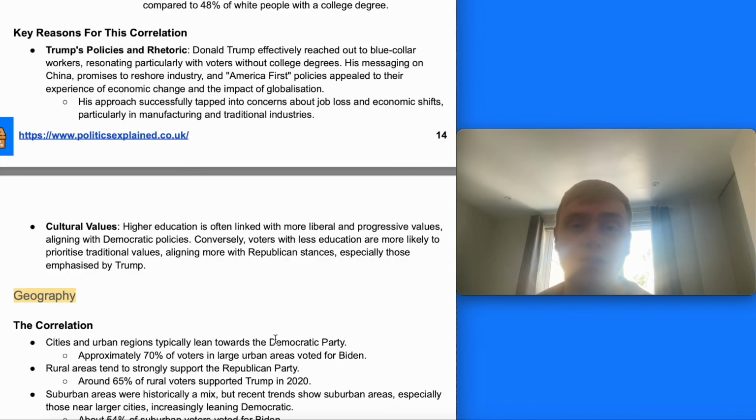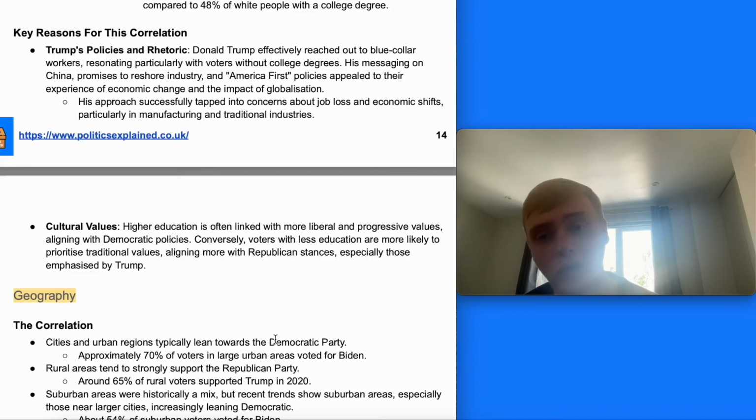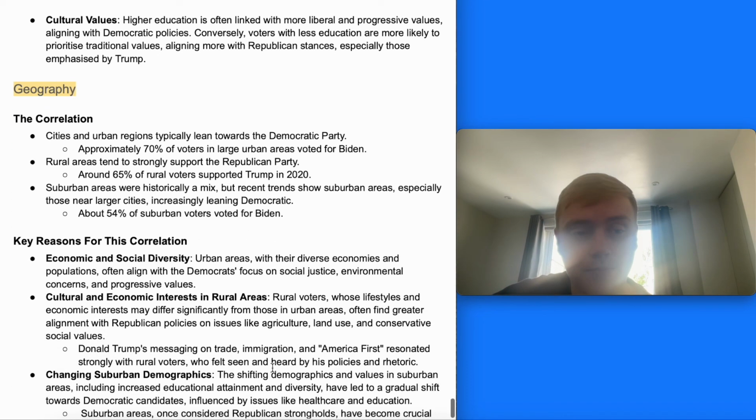So Trump effectively reached out to blue-collar workers, resonating particularly with voters without college degrees. So his messaging on China and America First ideology appealed to their experience of economic change and the impact of globalization. Whilst cultural values are also important, so higher education is often linked with more liberal and progressive values, leading to greater alignment with the Democratic Party.